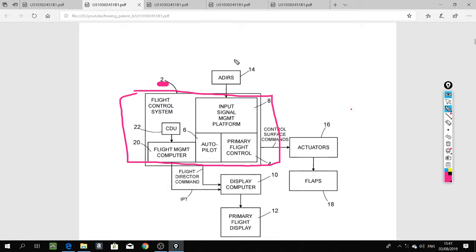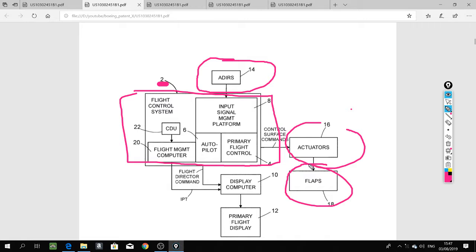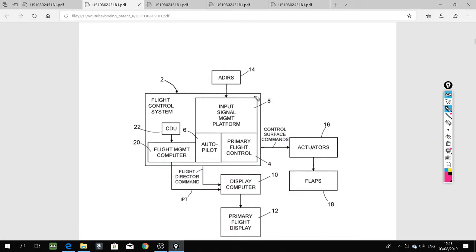What it is doing is getting data from ADIRS, which I will explain in a minute, and then it is giving commands to the actuator, which in turn drives the flaps during takeoff. And it also displays the initial pitch target on the display computer, right? It's pretty straightforward, right? So first of all, we will look at what ADIRS is.